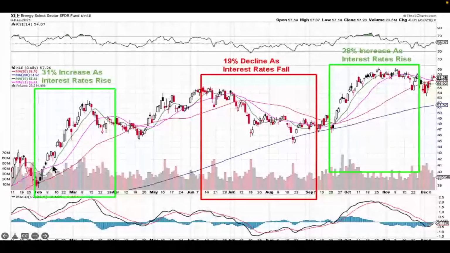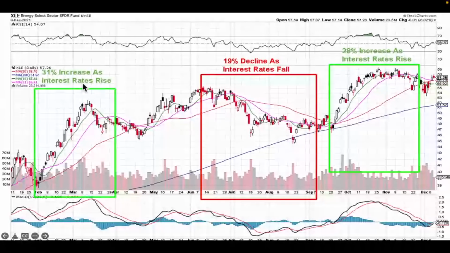We can see in the beginning of the year, February into April, we had a nice 31% increase in energy. And we did have a 19% decline in that energy sector mid-year into third quarter. And then we ended the year here with a nice 28% increase in energy.